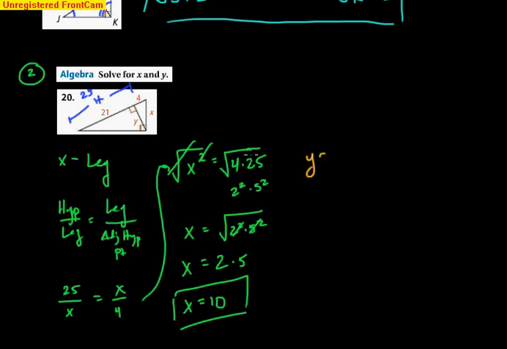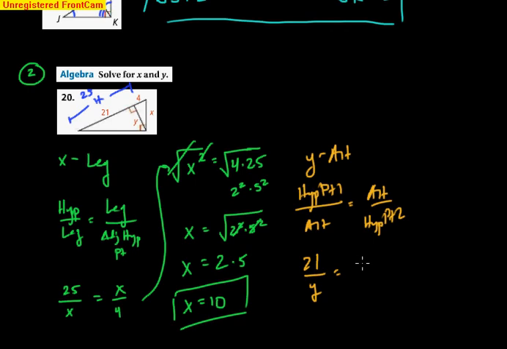Now, to find y. Y is the altitude. So we have to use the altitude idea, which is hypotenuse part 1 over the altitude equals the altitude over hypotenuse part 2. And I fill in the hypotenuse parts are 21 and 4. So 21 over the altitude, which is y, equals the altitude, y, over the other hypotenuse part, which is 4. I will cross multiply, y times y is y squared. I will not multiply 21 times 4 because I want simplified radical form. I will take the square root of both sides. I get y on this side.